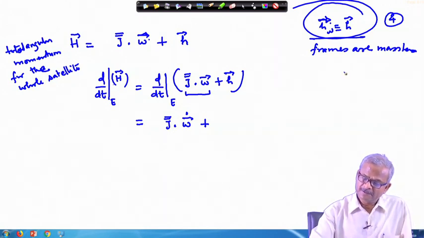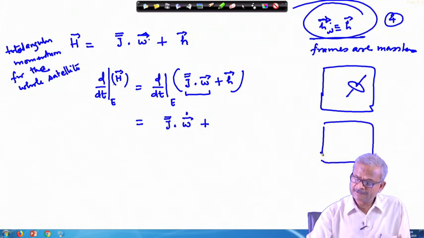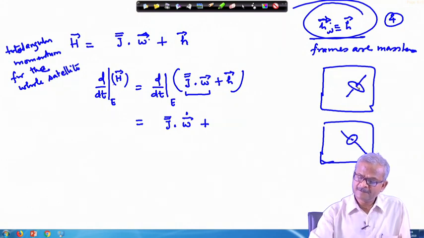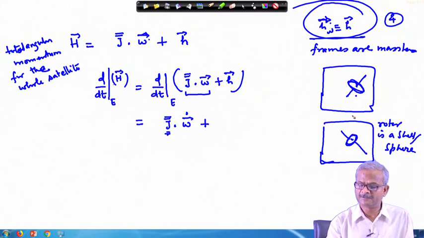Now, remember that if this is the satellite, and this is the rotor, right now it is oriented like this. After some time the same rotor gets oriented here in this direction. So, unless this rotor is a sphere, this J will also not remain constant. So, if I am writing like this, I am assuming here the rotor is a shell or a sphere, and only then this is applicable. Otherwise, the moment of inertia of the satellite will keep changing as the rotor tilts here and there in other directions.